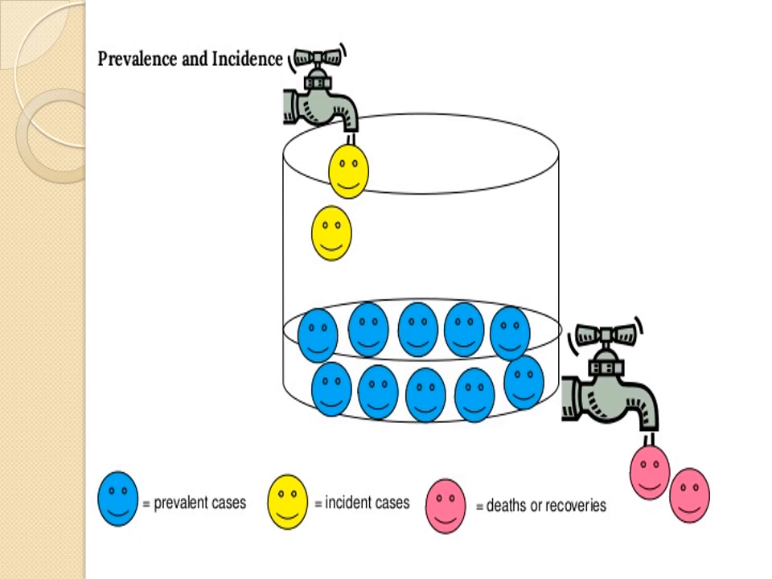The prevalence, that is the blue colored water particles or the prevalent cases, can be decreased by means of death or recoveries, which is shown by the red colored water particles. So either the patient dies or the patient recovers, that will cause the decrease in prevalence.